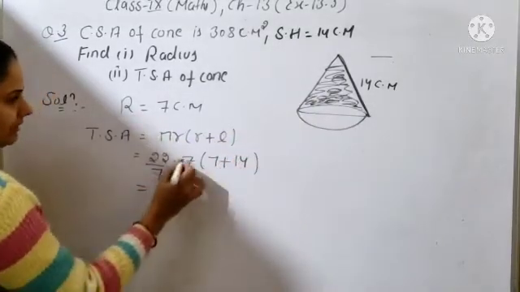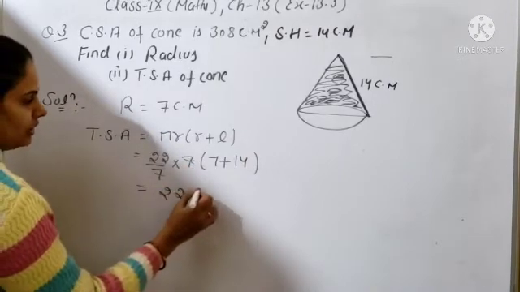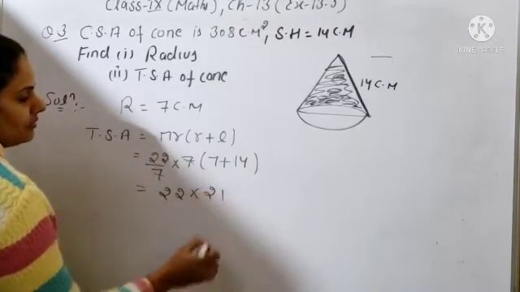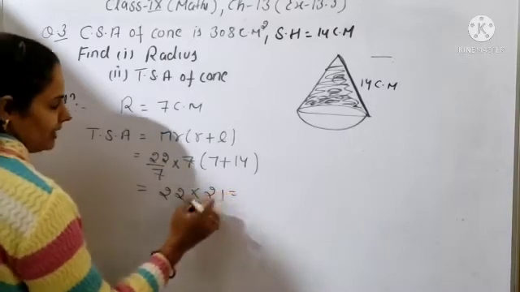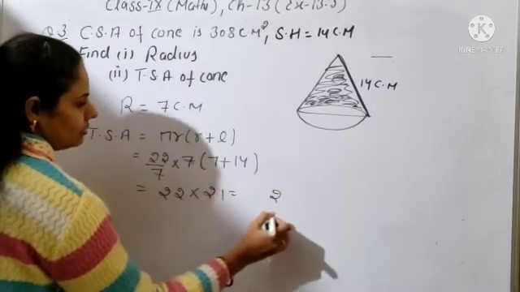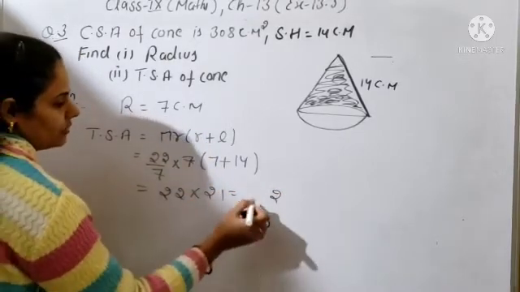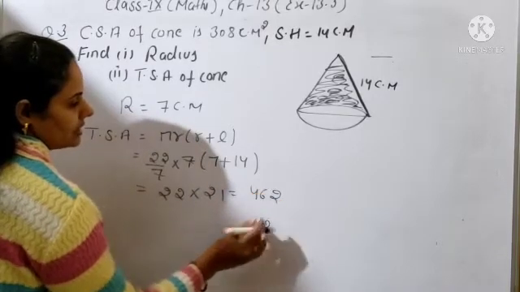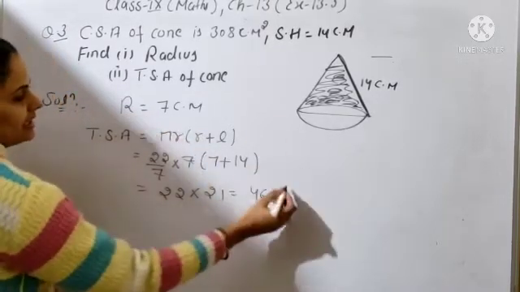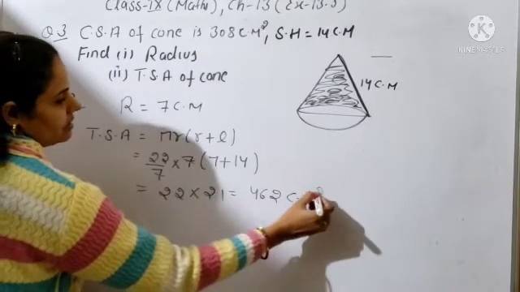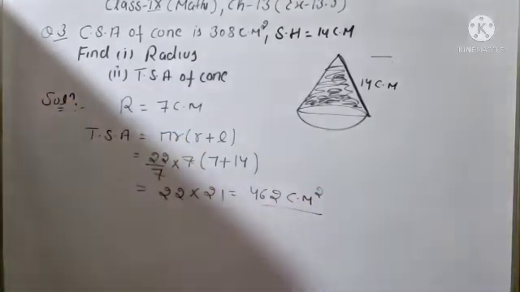Clear? Now 7 and 7 cancel. So 22 into 7 plus 14, so it will be 21. So multiply: 22 ones are 22, 22 twos are 44, so 462, and it is given in centimeters. So centimeter square. So this one will be the total surface area of the cone. Clear? 462 centimeter square. So simply in this question, the curved surface area is given, the slant height is given, and the pi value is given.